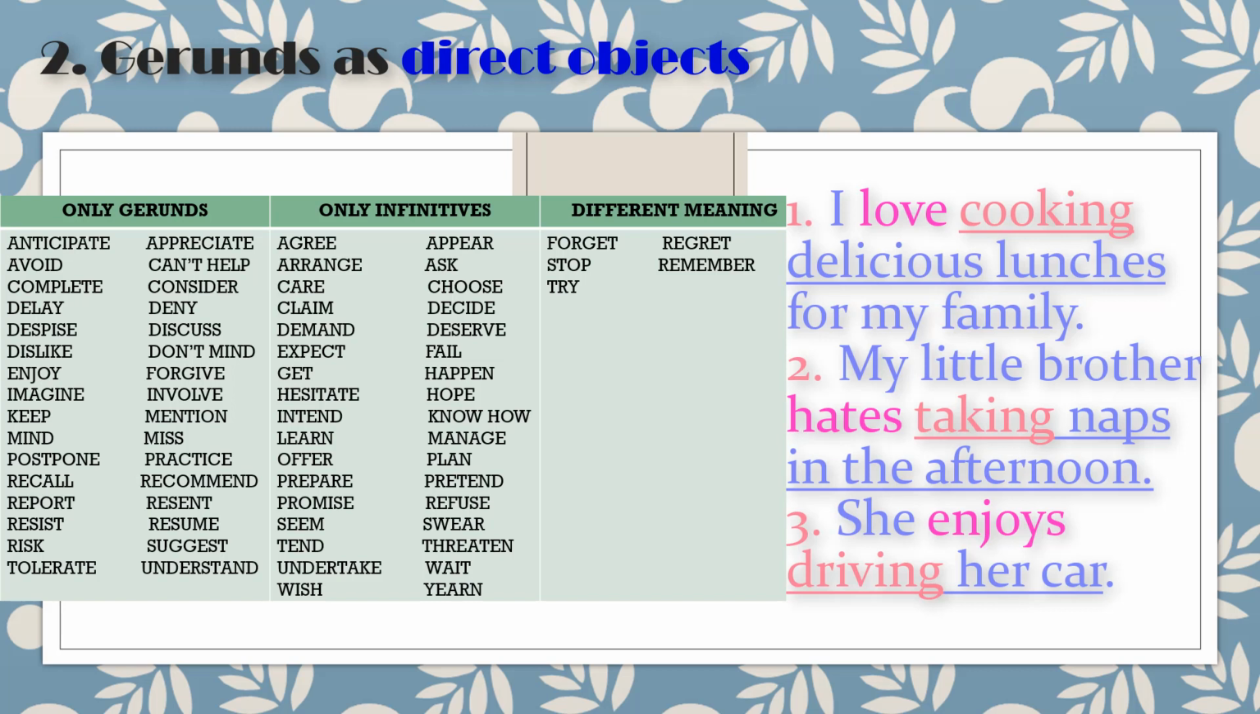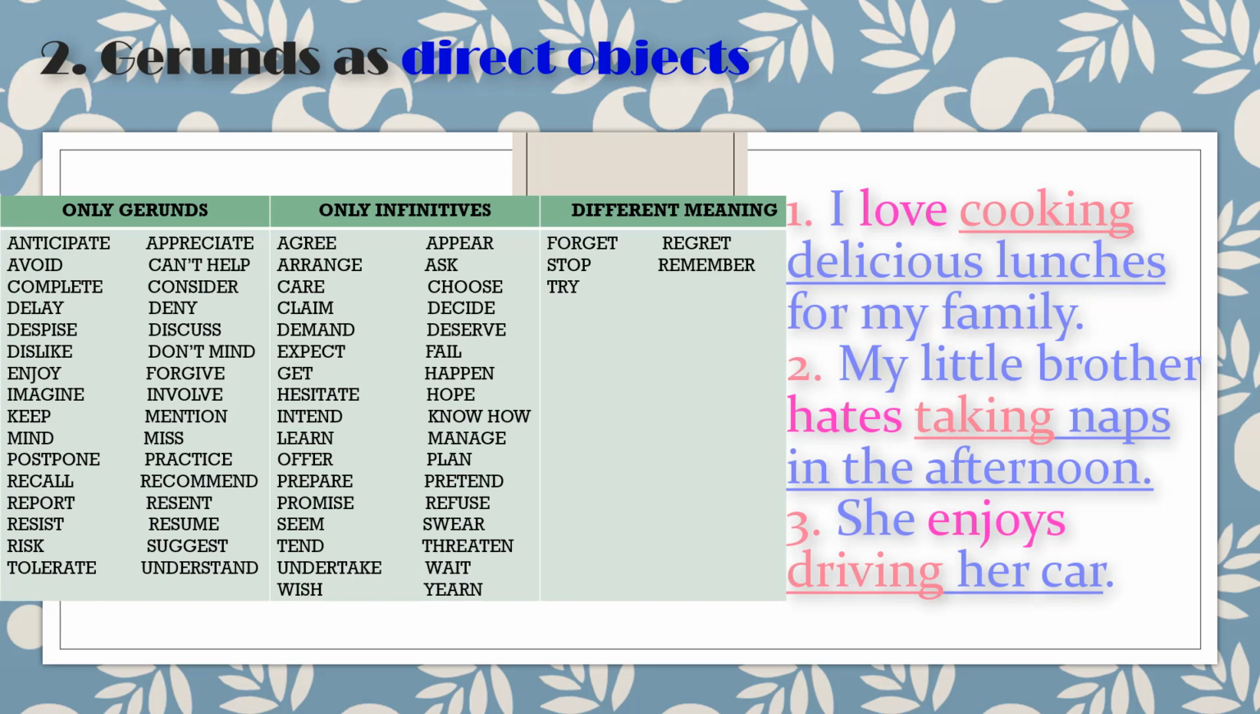Let's look at the first sentence. It says, I love cooking delicious lunches for my family. Here, love is the principal verb, so what we're gonna do is search for it in the list. And it is not there, so we can use cooking with the ing termination, or we can use to cook, like the infinitives.